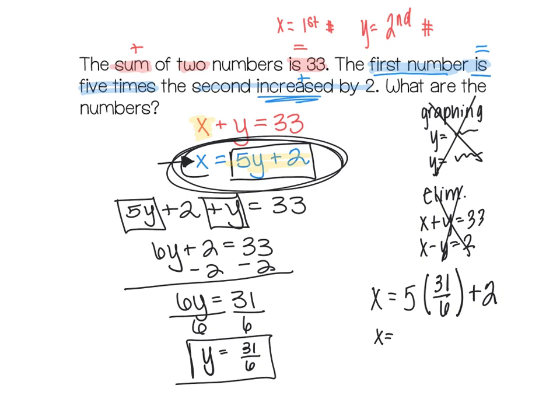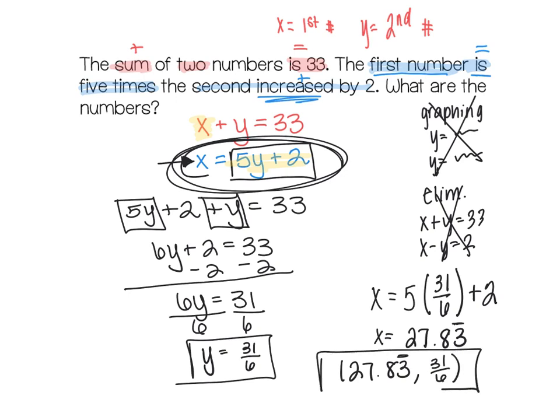So I'm just going to type this in. 5 times 31 divided by 6 plus 2. I get this decimal, so I'll just round it for you guys. And the 3 repeats. So not a very pretty answer, but 27.83 repeating. And then we had 31 over 6. So again, that shouldn't happen on your quiz. It was just a bad example.